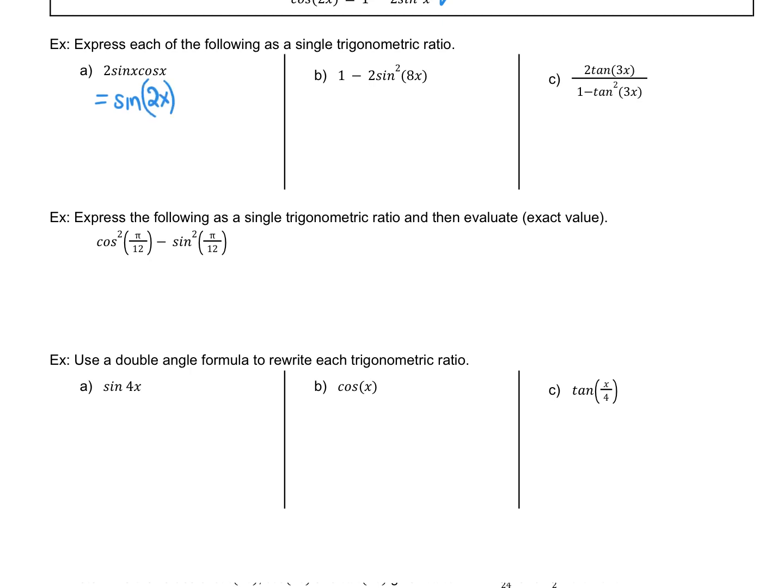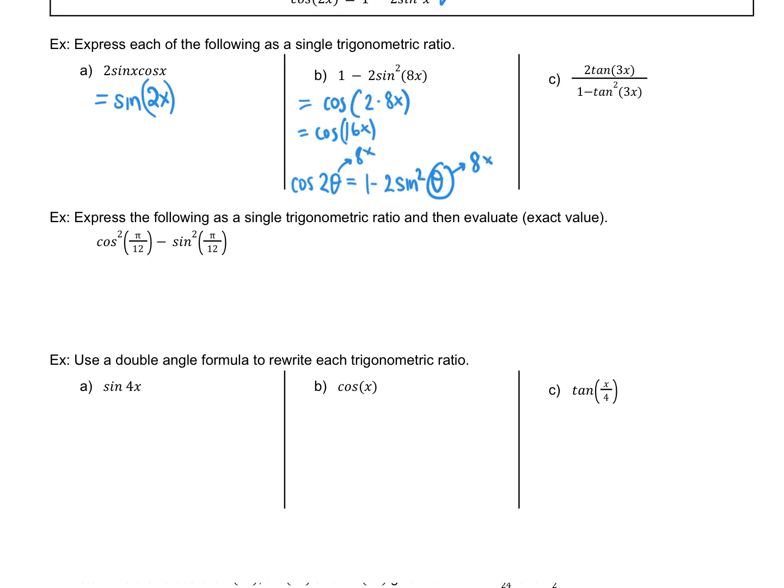For the next one, we have 1 minus 2 sine squared of 8x. This looks like our cos double angle formula that says cos of, let's say, 2 theta equals 1 minus 2 sine squared theta. But instead of theta, we have 8x. So it's going to be cos of 2 times 8x, which means this is just equal to cos of 16x.